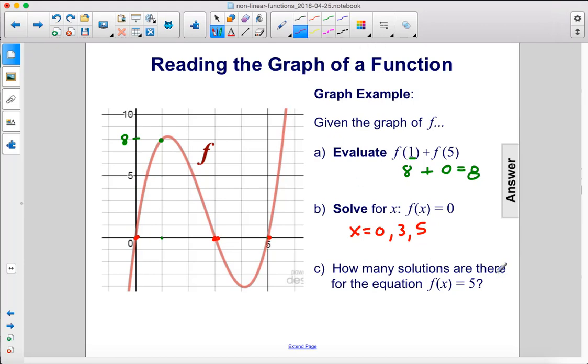And finally, how many solutions are there for the equation f of x equals 5? Alright, so we look at f of x equals 5 here, the y value 5, draw a line and see how many times the graph intersects it. So 1, 2, 3. There are 3 solutions.